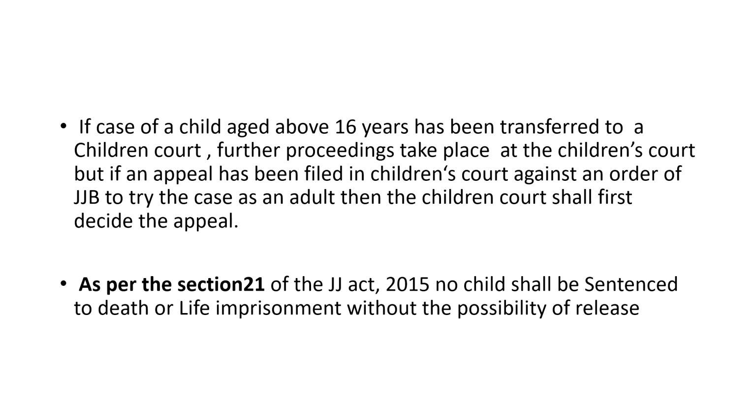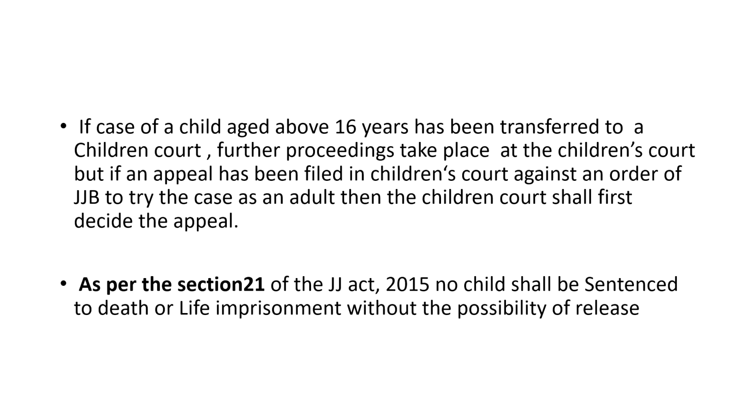And if a case of a child aged above 16 years is transferred to the children court, further proceedings of that case will continue only in the children court. But if an appeal has been filed in the children's court against the order of the JJB to try that case as an adult, then the children court will decide the appeal first.